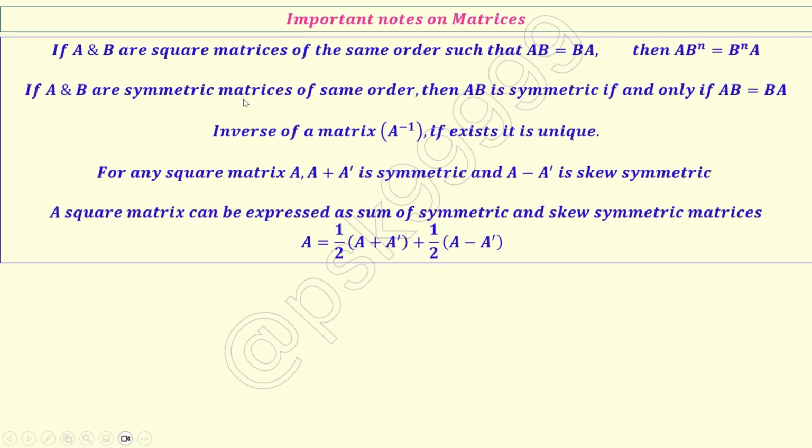Now, if A and B are symmetric matrices of the same order, then AB is symmetric if and only if AB equals BA. Now the inverse of matrix A dash will exist and it is unique. If it exists, it is unique. For any square matrix, A plus A dash is symmetric and A minus A dash is skew symmetric. A square matrix can be expressed as a sum of symmetric and skew symmetric matrices in this form, which we learnt already. So these are the important points to note in matrices, which are useful in several places later.